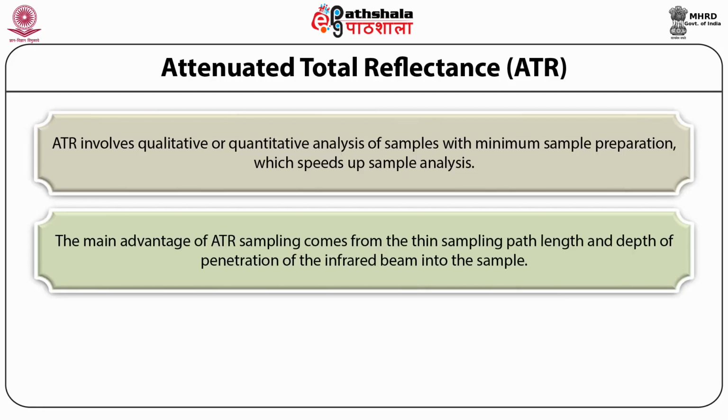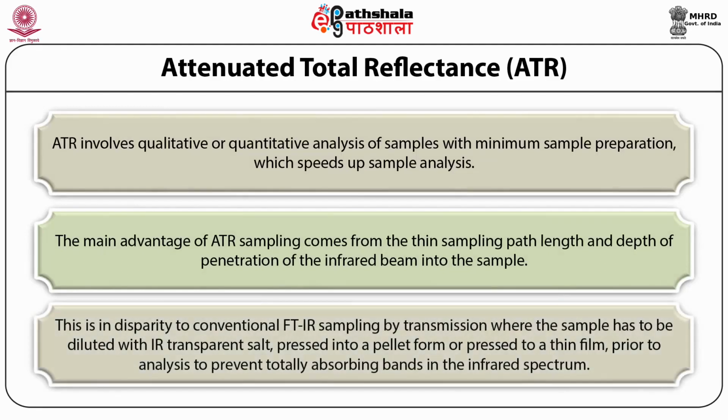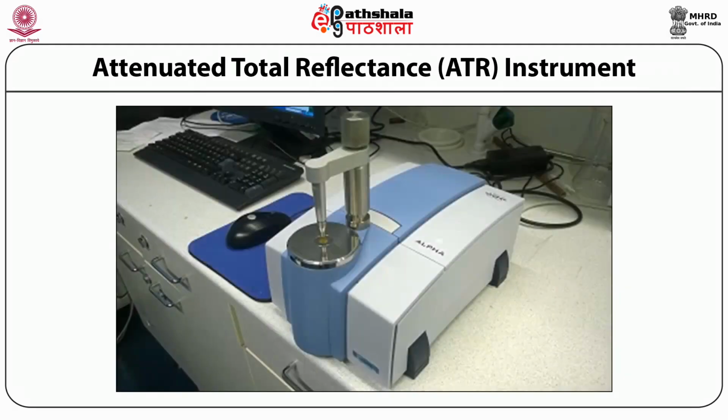This is in contrast to conventional FTIR sampling by transmission, where the sample has to be diluted with IR transparent salt and pressed into a pellet, foam, or pressed to a thin film prior to analysis to prevent totally absorbing bands in the infrared spectrum. That is the attenuated total reflectance, ATR, instrument.